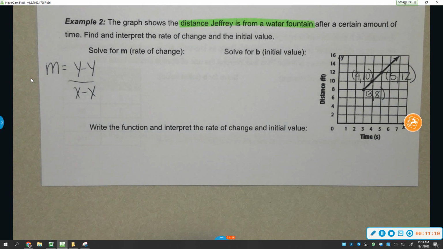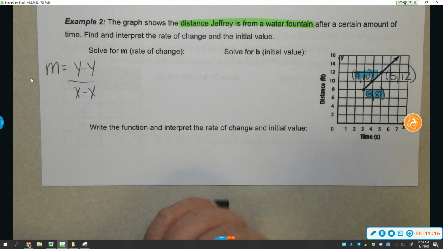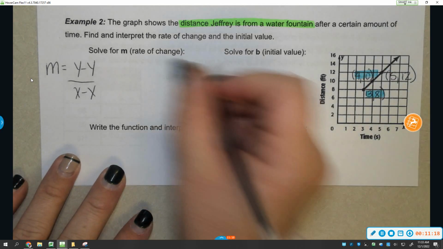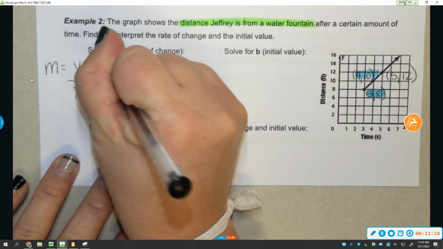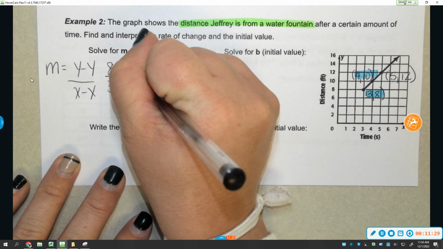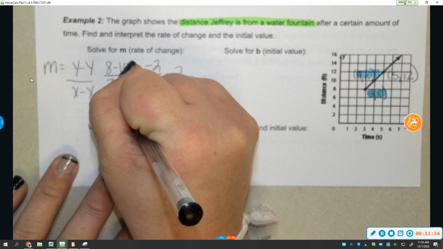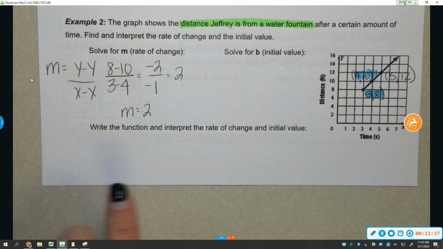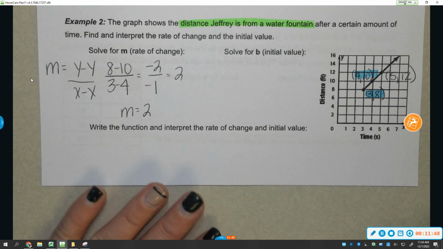All right, so let's start off by finding our slope or our rate by subtracting. I have 8 minus 10 over 3 minus 4. 8 minus 10 is negative 2, over 3 minus 4 is negative 1. So m equals 2. That's our rate. Now, we don't know yet how that applies to the story problem. Like I said, they don't give us as much information as the previous problem did. Now let's solve for b.